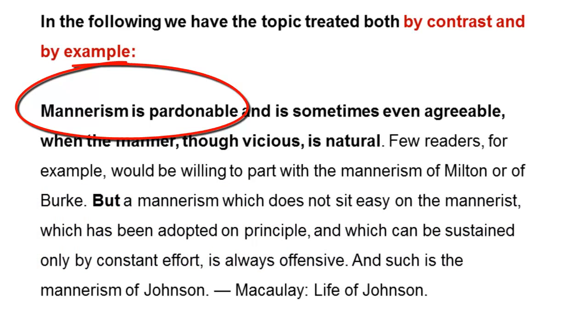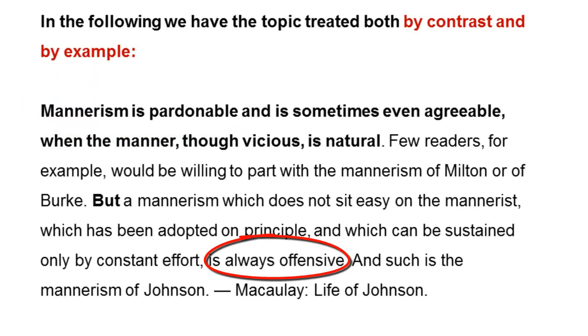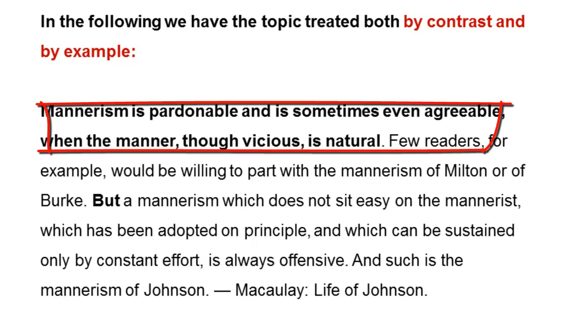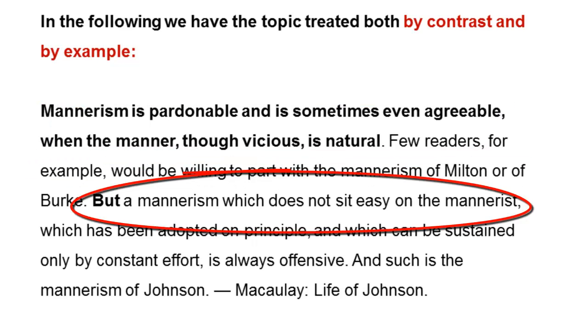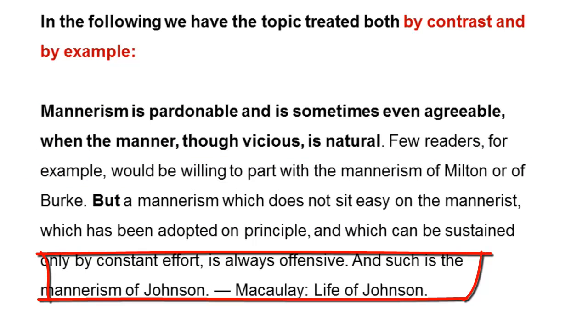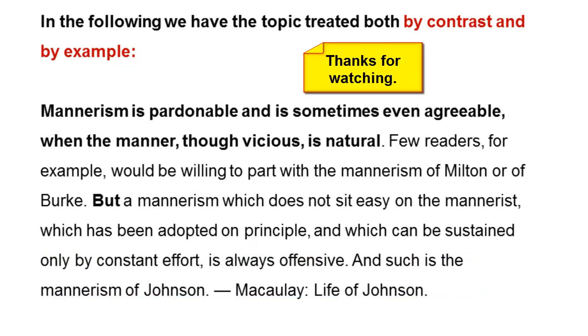So there's an antithesis there. Mannerism is pardonable, that's in the first sentence. And the last, describing how it is offensive. And such is the mannerism of Johnson. That's a second example. So there's a topic statement, an example, a contrary statement, and an example. So these are ways you can develop a definitive paragraph.